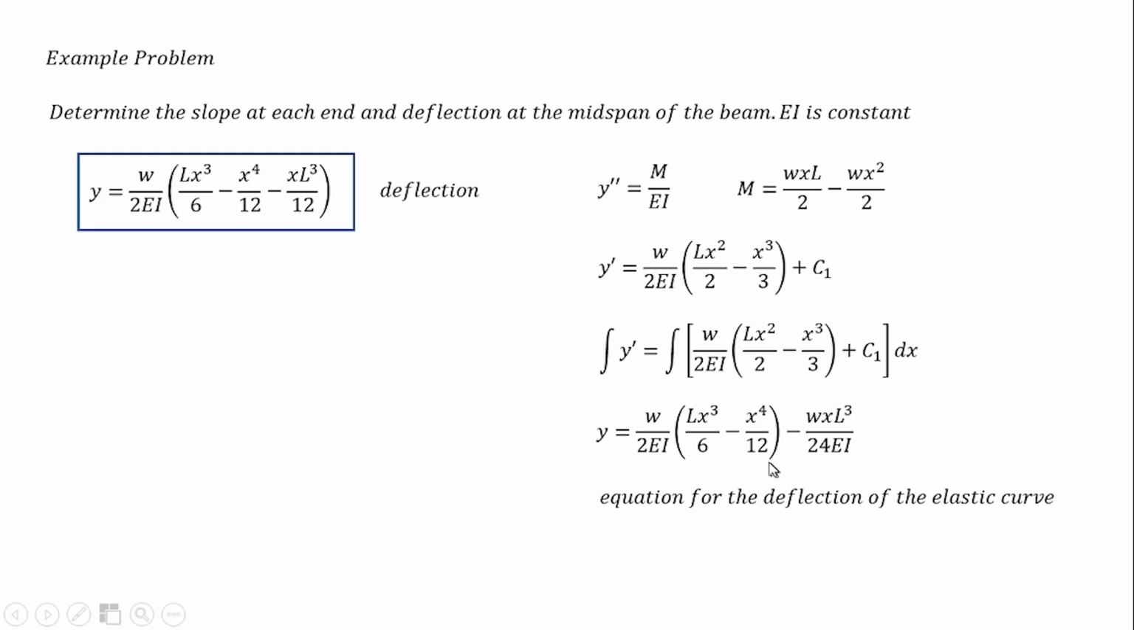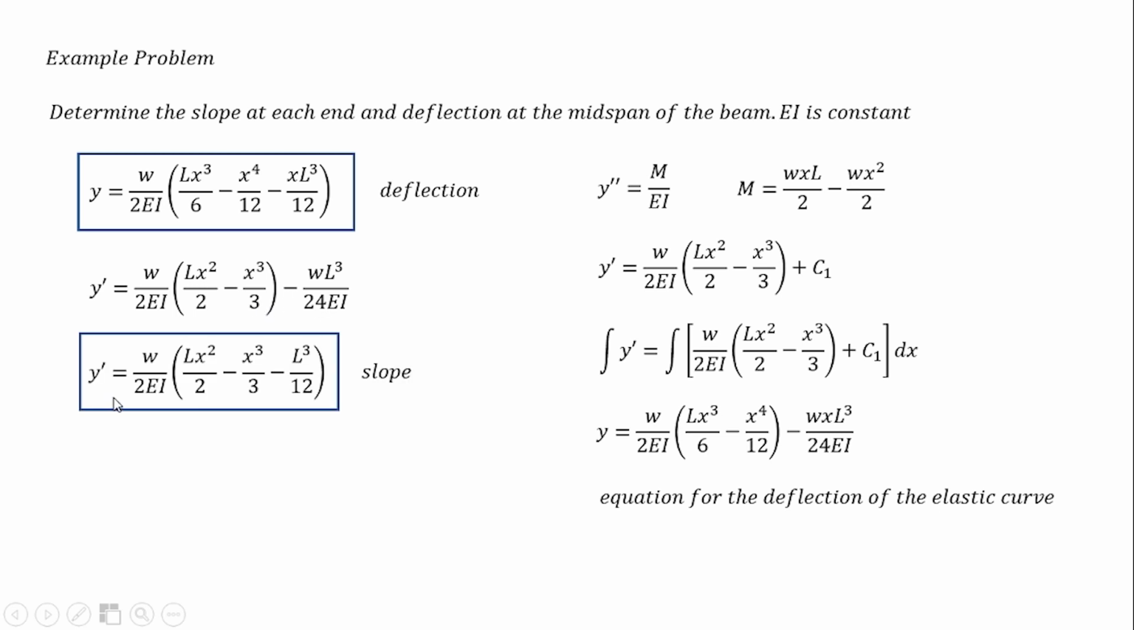So, simplifying this equation, we now have a value for y that is w over 2EI, open parenthesis, Lx cubed over 6 minus x raised to 4 over 12 minus xL cubed over 12, closing parenthesis. Or this is our final equation for our deflection. For our slope, just substitute the value for C1, which is wL cubed over 24EI. And we can also simplify this to this equation. So this is the simplified form, and this is the slope equation of the elastic curve.